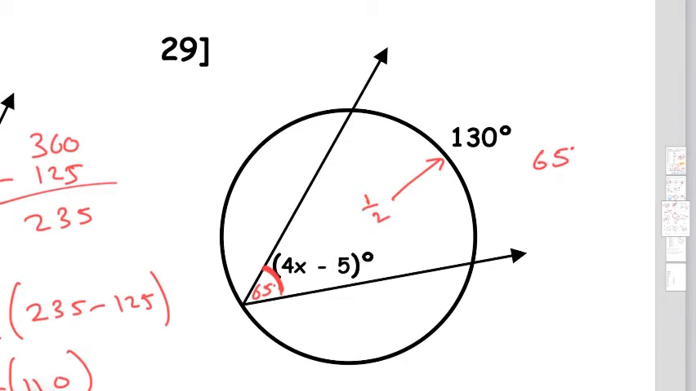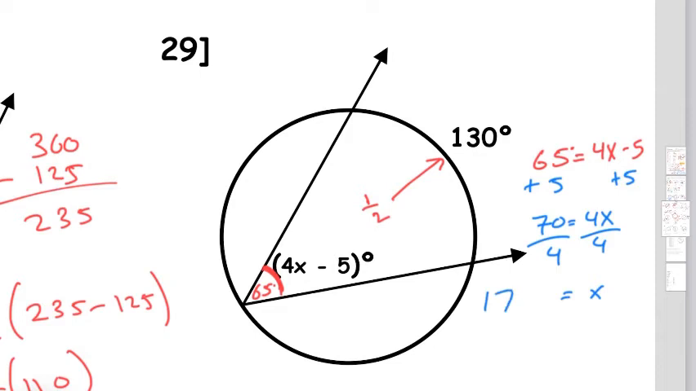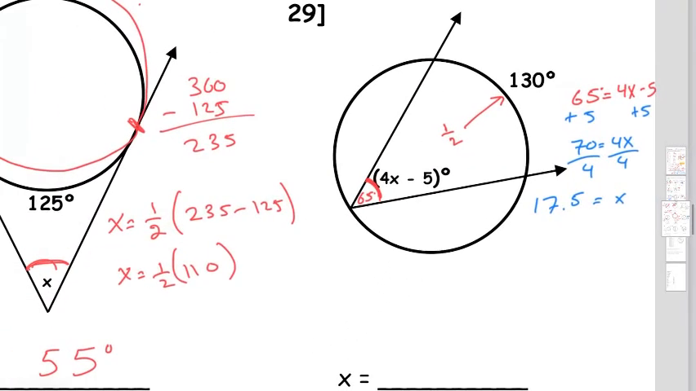And so because the measurement of that angle is 65, and they're telling us that it's defined as 4x minus 5, we have to solve for x. So the first step is we add 5 on both sides, and we get 70 is equal to 4x, and then we divide by 4 on both sides, and we get x to be 17.5 or 17 and a half.